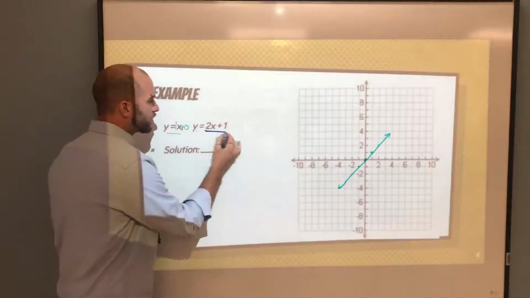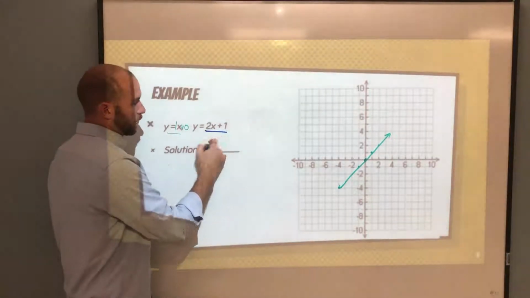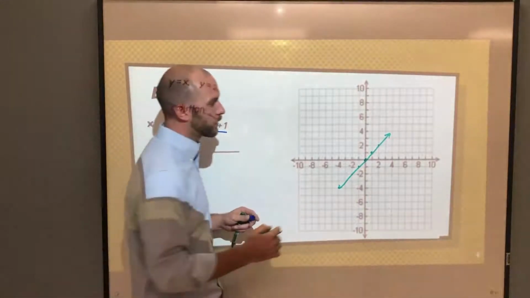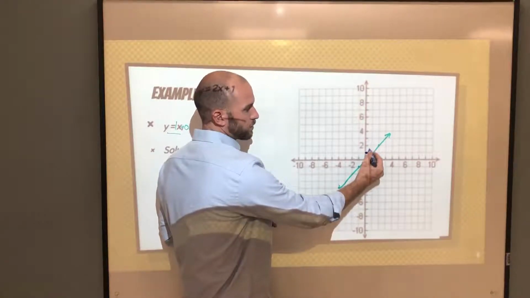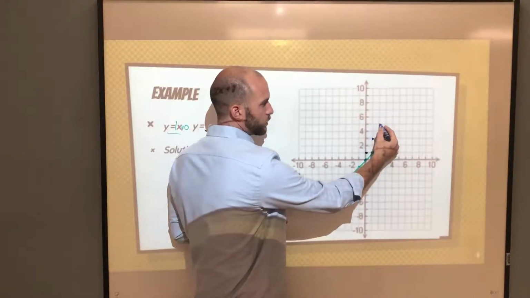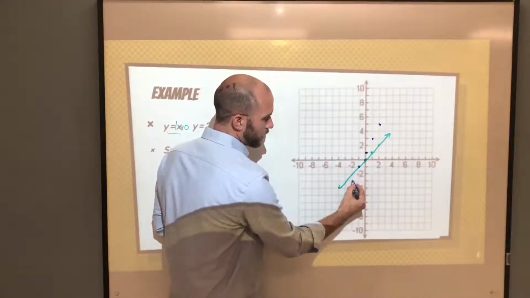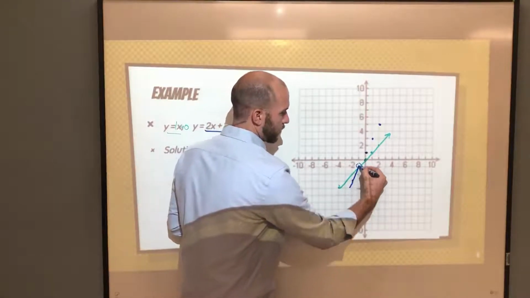Now, if you need to pause the video and make your own graph as you're going, please feel free to do so. We notice this slope is 2 and the y-intercept is 1, so let's go ahead and put those on our graph. We'll start with our y-intercept at 1, and the slope is 2, which means we'll go up 2 and to the right 1, up 2 and to the right 1. We'll also go down 2 and to the left 1, down 2 and to the left 1. And we see this intersecting point right here. Let me go ahead and finish drawing my line.